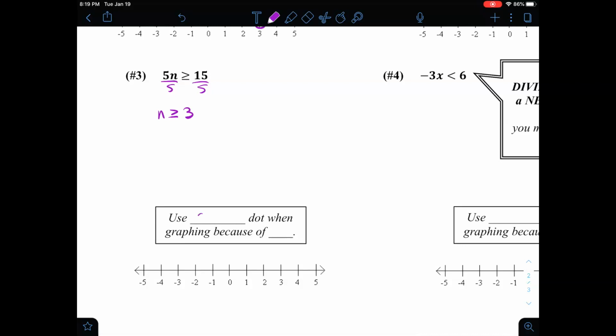Open or closed dot if it's equal to? So closed dot, greater than or equal to. Closed dot on 3, shaded to the right. This is our answer. I should box my answer.